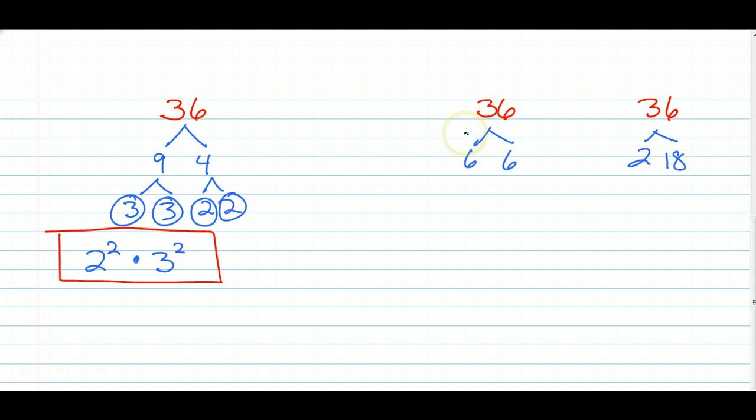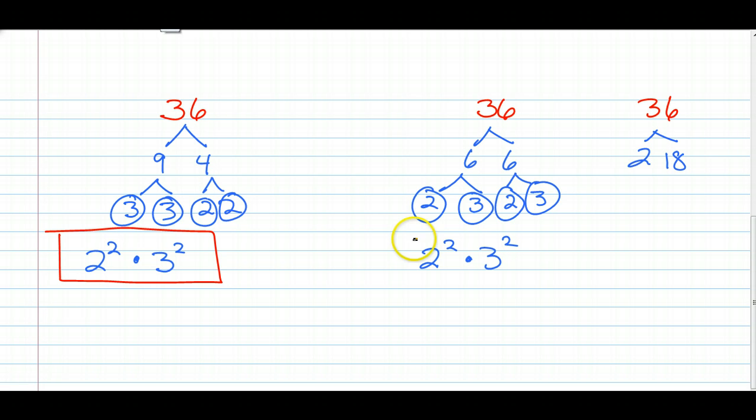Let's go over here and show that we're going to get the exact same answer. So what two numbers give me 6? 2 and 3. Prime number, prime number. I start off with the smallest, which are the 2's. There are 2 of them. Then I have my 3's. There's 2 of them. And same answer.